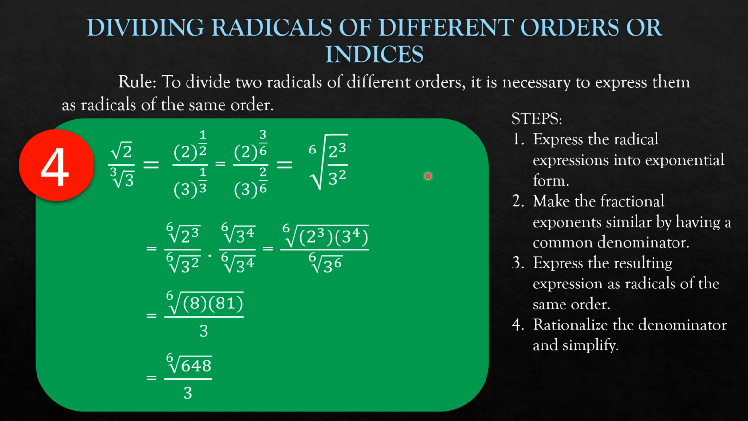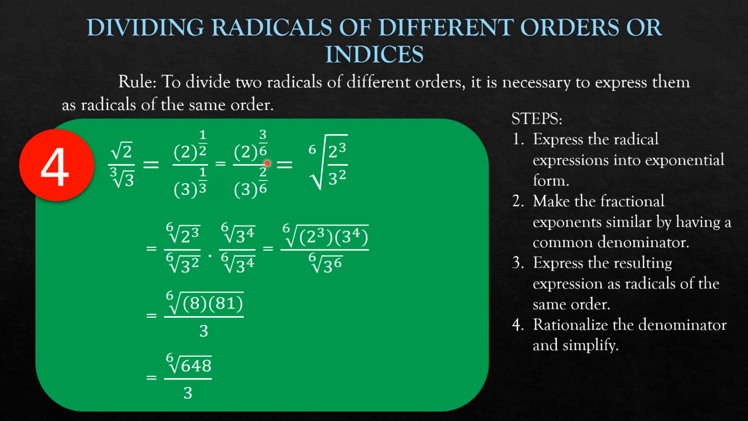Step 1, express the radical expressions into exponential form. So, to express them as radicals of the same order, kailangan i-rewrite muna natin sila into exponential form. Kaya si square root of 2 is the same as 2 raised to 1/2, and then cube root of 3 is the same as 3 raised to 1/3. And then, make the fractional exponents similar by having a common denominator. So, you have to determine the least common denominator of 2 and 3. So, ang LCD po nila ay 6.